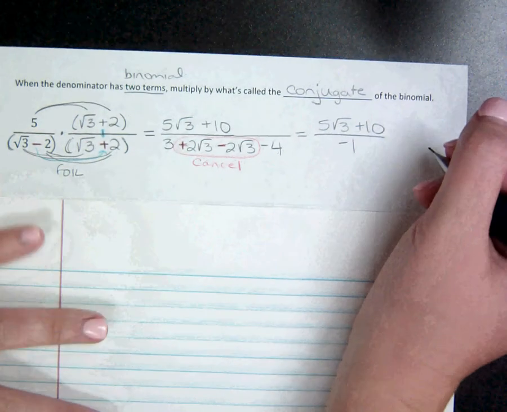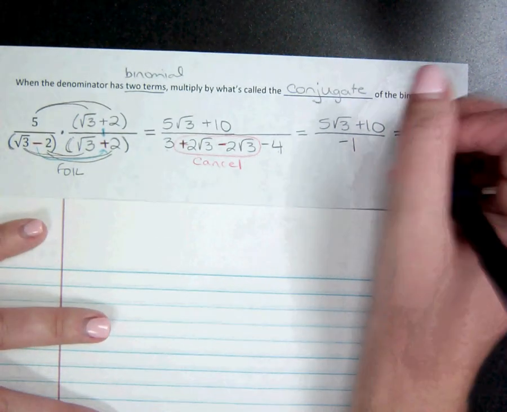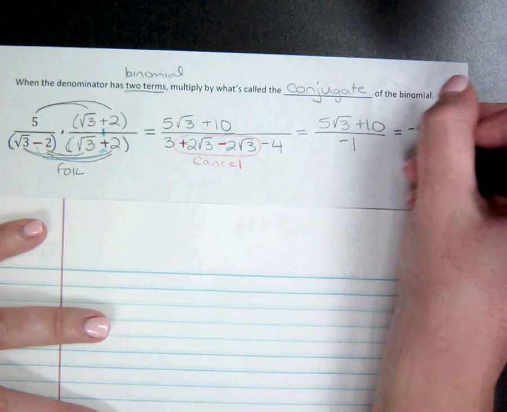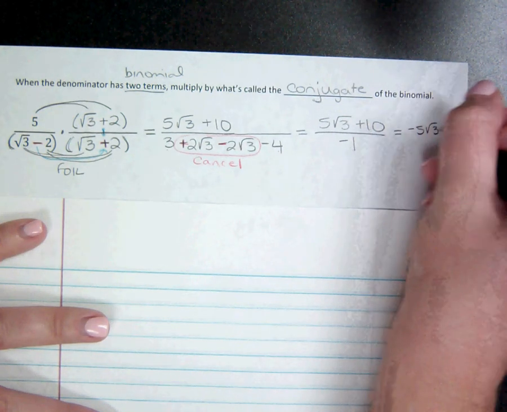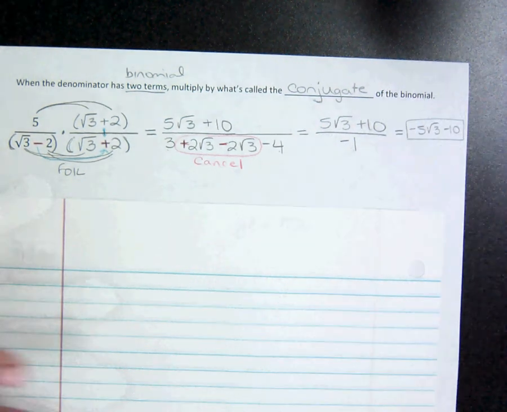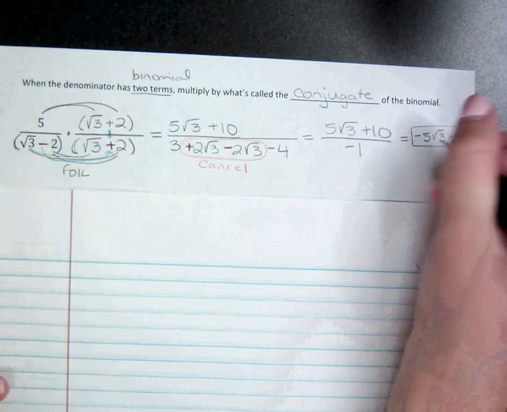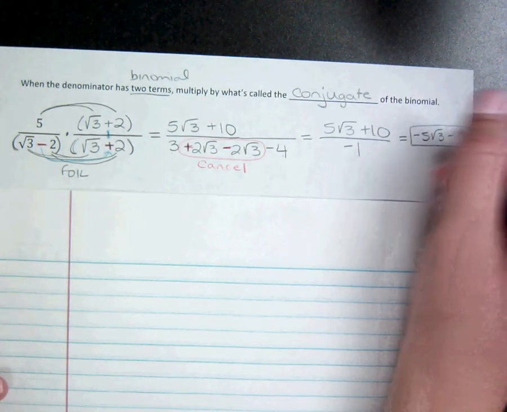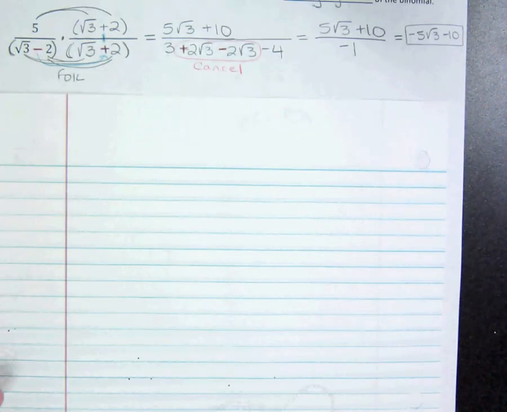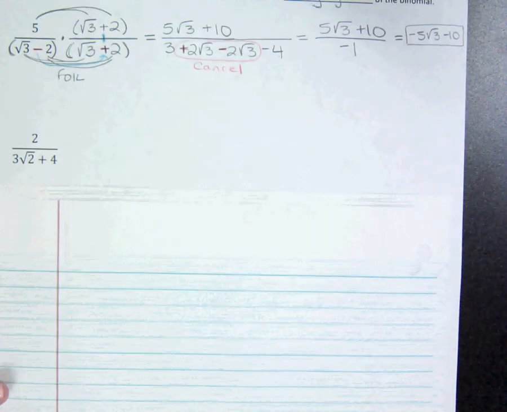And from there, sometimes you can clean things up, sometimes you can't. Because it's negative 1, I can divide both of the outside values by negative 1 and get negative 5 radical 3 minus 10. And that would be your final answer. I don't think they care about the order in my math lab. You might have to switch them because they like the integer first, but I don't think it matters for these. Let's look at the next one.